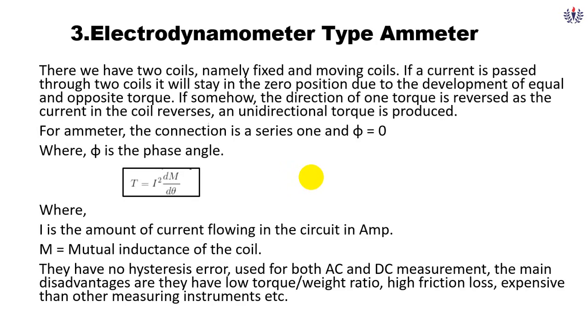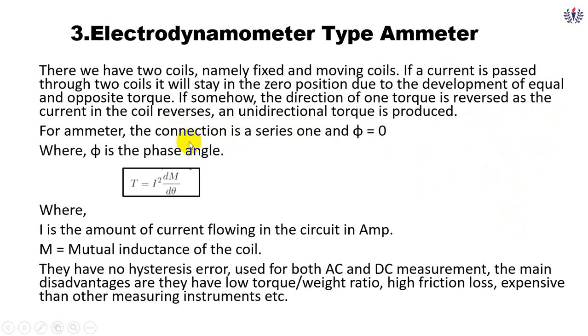Next one we are going to see is the electrodynamometer type ammeter. Here we are going to have two coils, one fixed coil and one moving coil. If current passes through the two coils, the pointer will stay in the zero position due to the development of equal and opposite torque. If somehow the direction of one torque is reversed as the current in the coil reverses, a unidirectional torque will be produced.